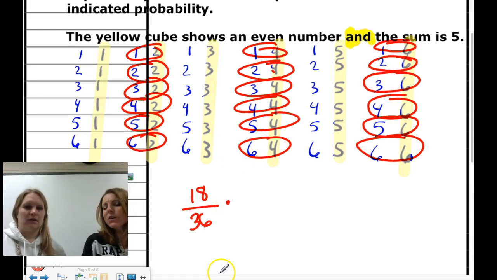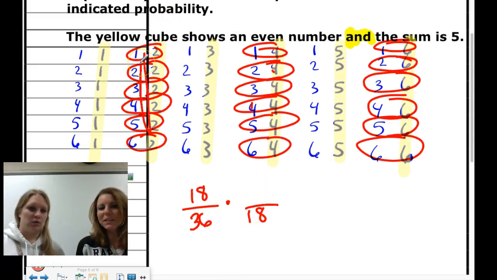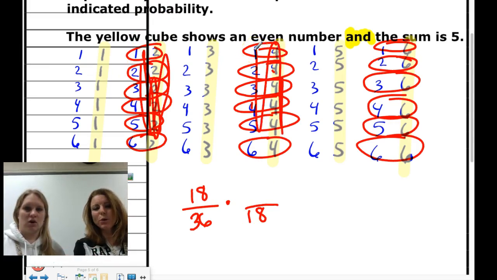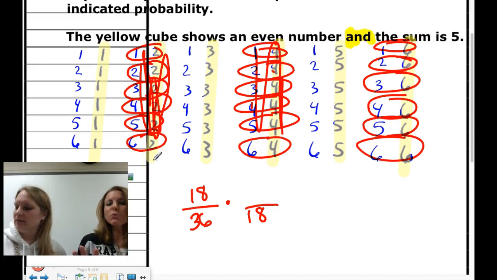Times, now guess what our denominator is going to be? Well, we already used these. That's our denominator. So now our denominator is 18. And that's always going to be the case on conditional probability: ignore the pairs we've already found. We don't want to cross them off because we still have to go to that. We'll just do different colors. The 18 is correct.